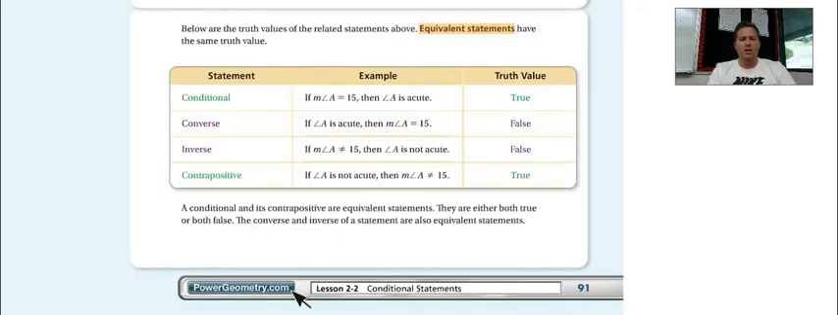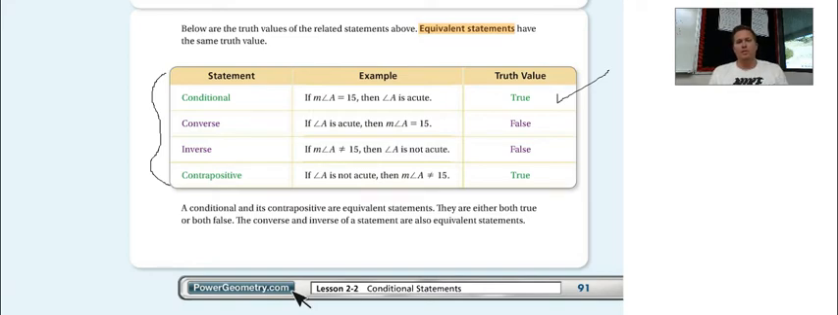Our last section is equivalent statements. We're just going to write this whole box down. Equivalent statements have the same truth value. If we say, if A is 15, then A is acute, that makes sense. That's true, so we check that off, because an angle below 90 degrees would be classified as an acute angle.